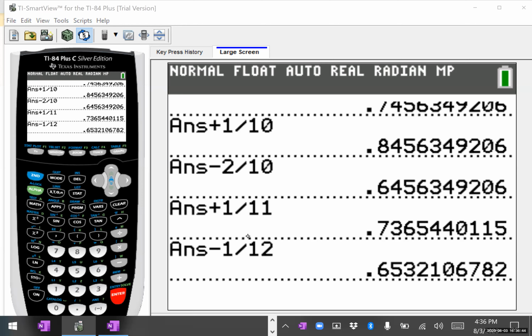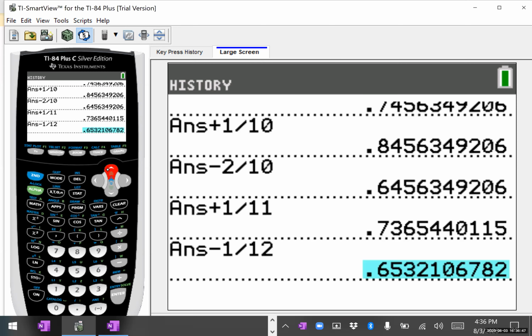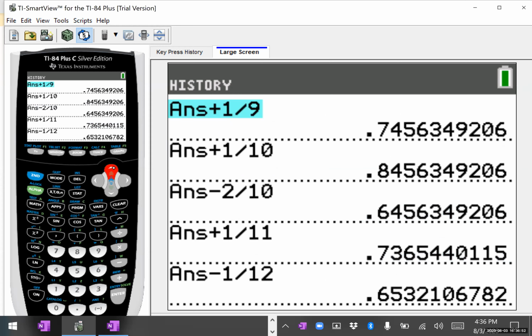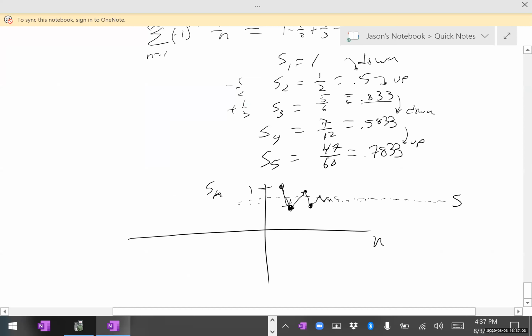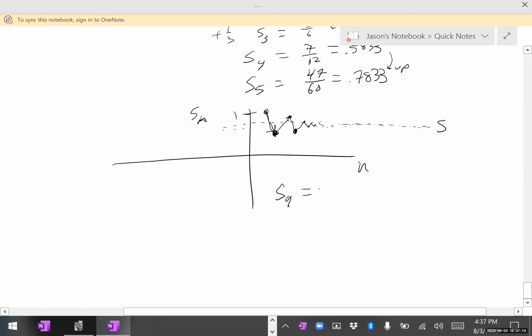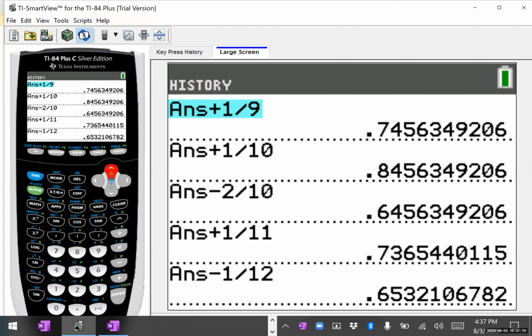So at 1/9, where were we? Where were we at 1/9? Let's go back to 1/9 here. Okay, let's compare 1/9 and minus 1/10. So at 1/9, we're at 0.745. At S sub 9, we were at 0.745. Okay, at S sub 9, we were at 0.75. What are we at? 0.745.